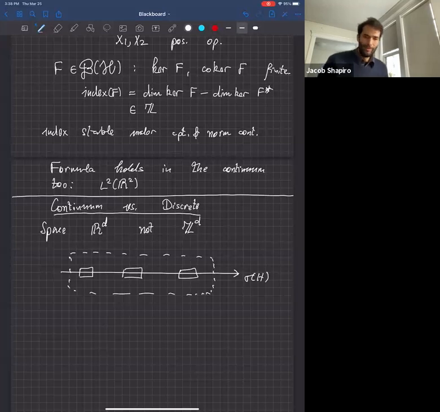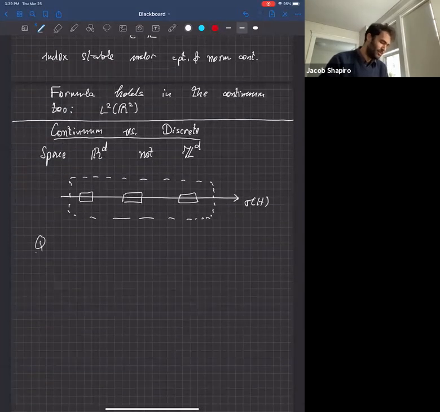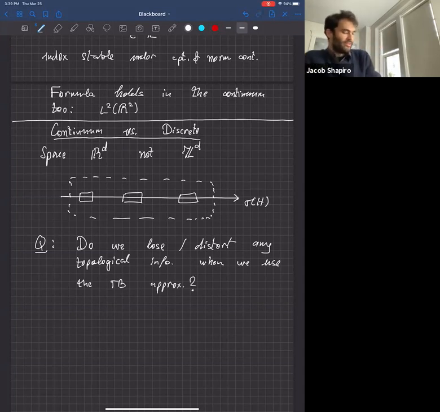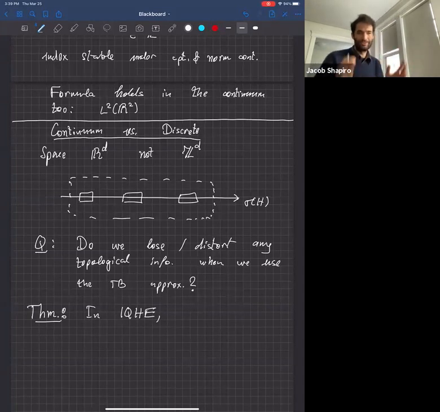So what's the problem? The problem is that what we are talking about are topological properties. We want to talk about classification of the system. And so a basic structural question arises, which is, do we lose or distort any topological information when we use the tight binding approximation? One would hope that the answer is we do not lose anything, but it's not clear. I mean, it deserves a proof. Okay, and that is the proof that we came up with. So it's a theorem that in the integer quantum Hall effect, under many conditions that I will stipulate in a minute, I need to set up a certain language for that.